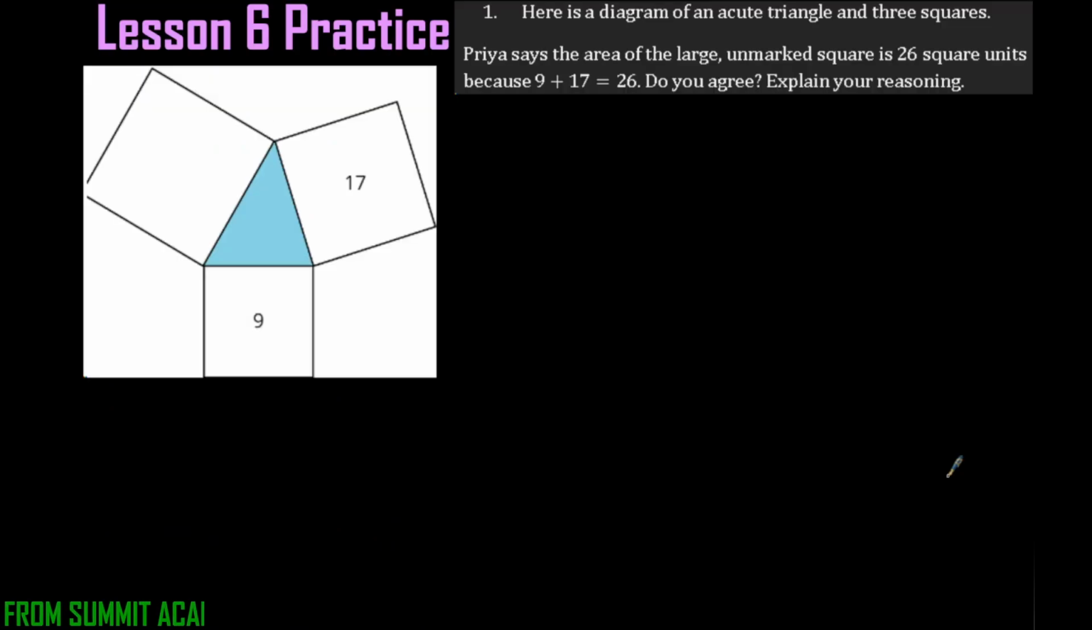All right, so for the practice, it says here is a diagram of an acute triangle and 3 squares. It says Priya says that the area of the large unmarked square is 26 units because 9 plus 17 is 26. Do you agree? Explain your reasoning. So for this one, we're going to say no.